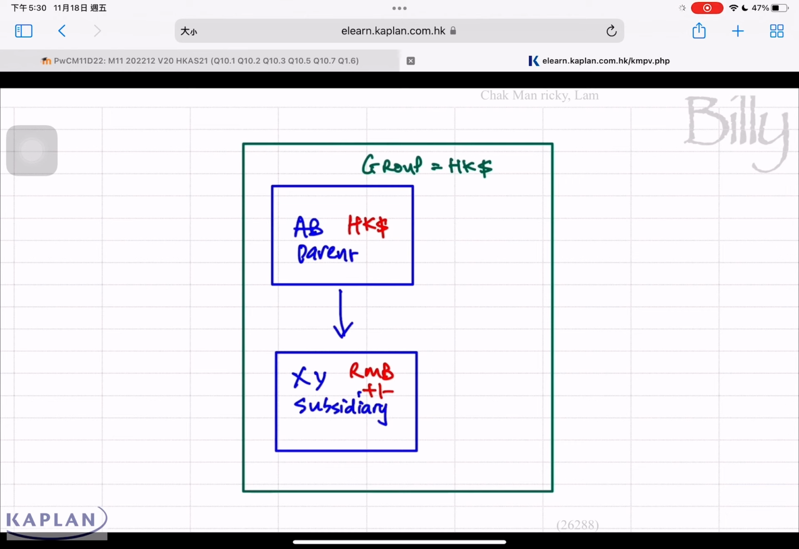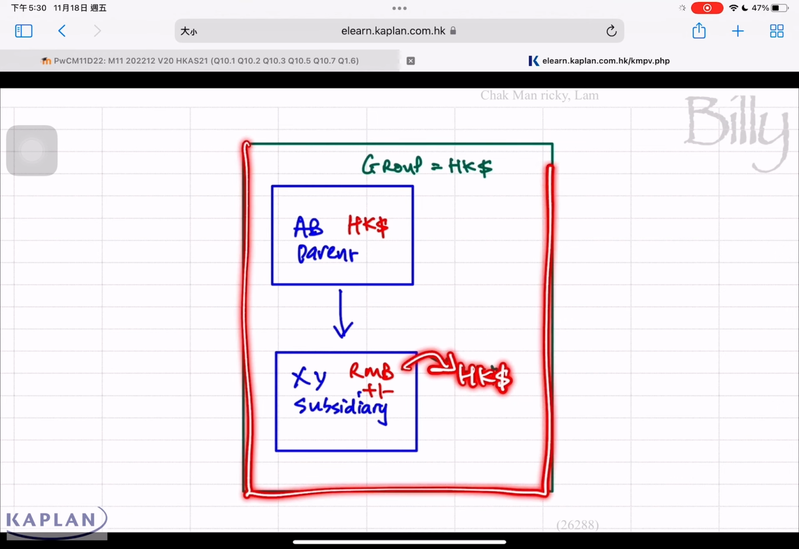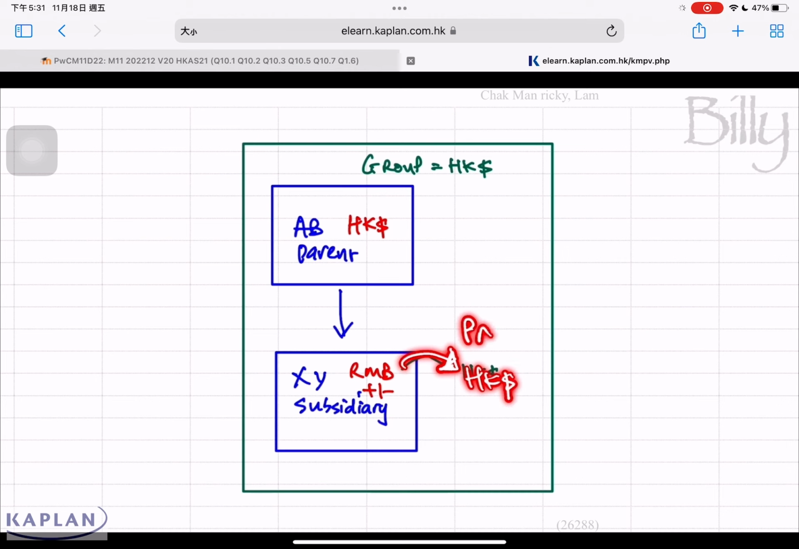But before you consolidate, you have to translate from renminbi to Hong Kong dollar. You want to show in Hong Kong dollar because we need to do consolidation. We must make sure we have a common currency. Then we can do a consolidation. This type of translation is not because you want to prepare the books; this type of translation is to show in Hong Kong dollar, much easier.